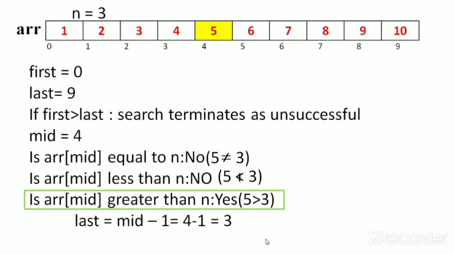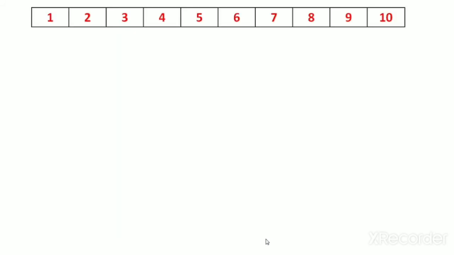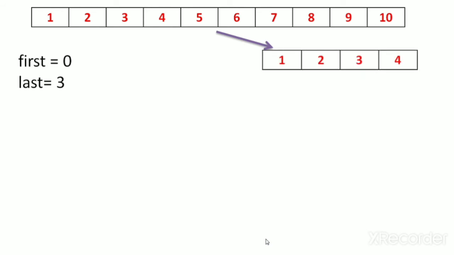So by formula we are calculating last is equal to mid minus 1, which will become 3. Now on the second iteration, again we have the array, but this time first is 0, last has become 3. So we have reduced the scope of search. Now the array we're going to search is 1 2 3 4 with index 0 1 2 3. You can see first index is 0 and last index is 3.